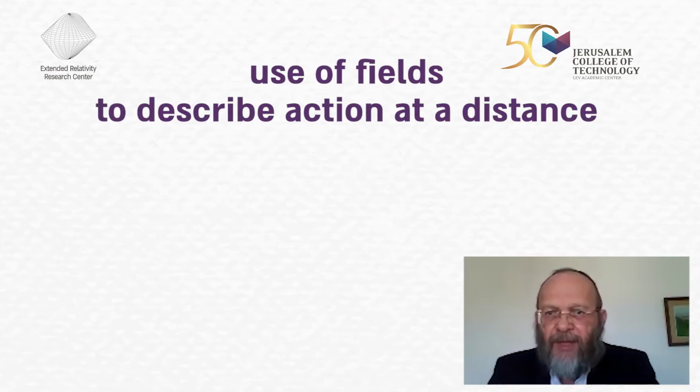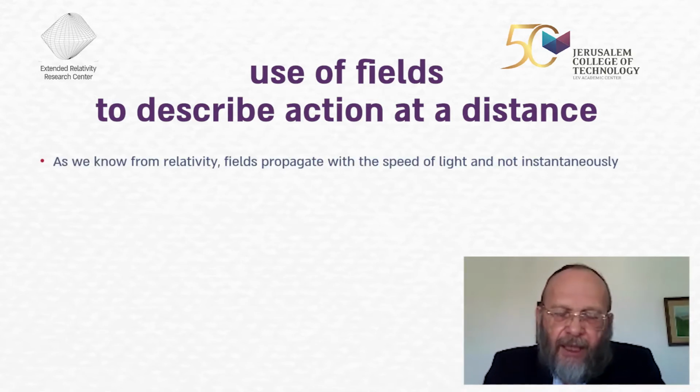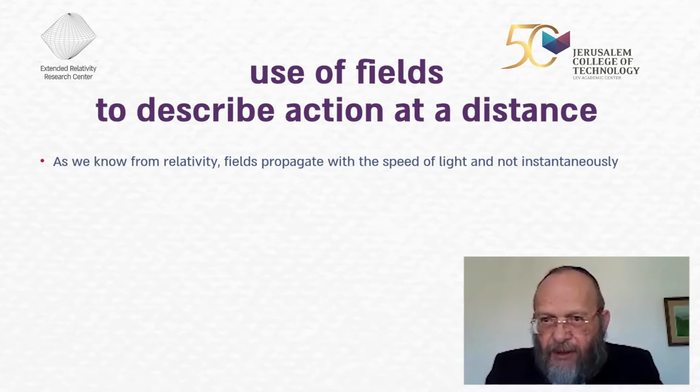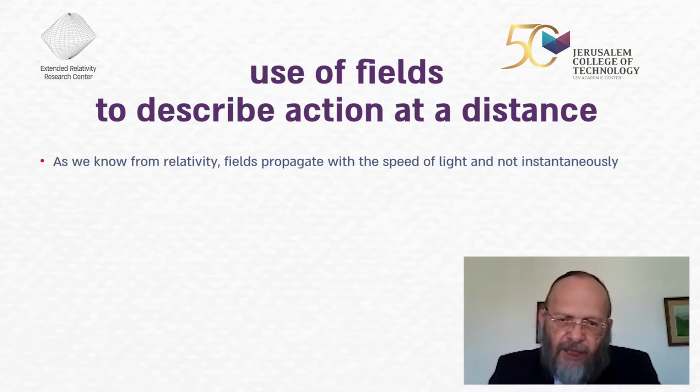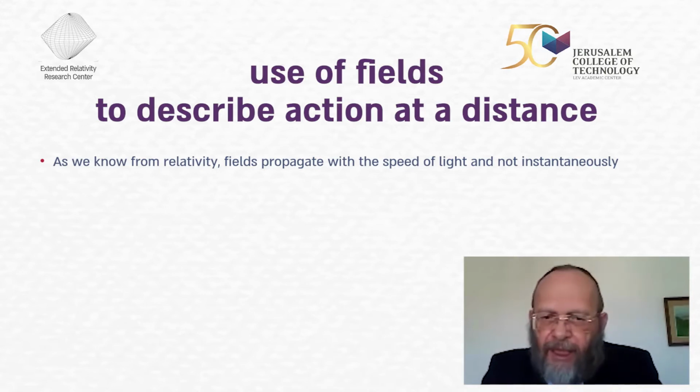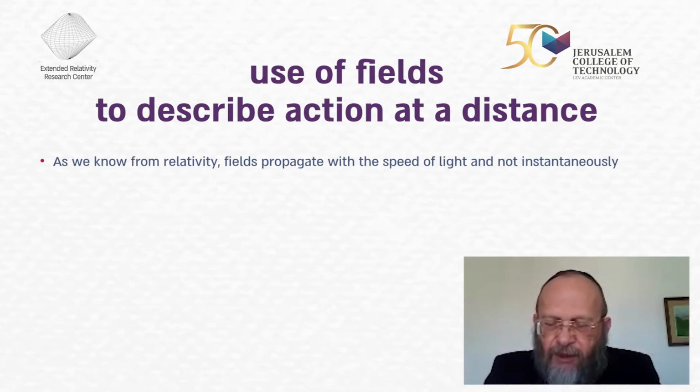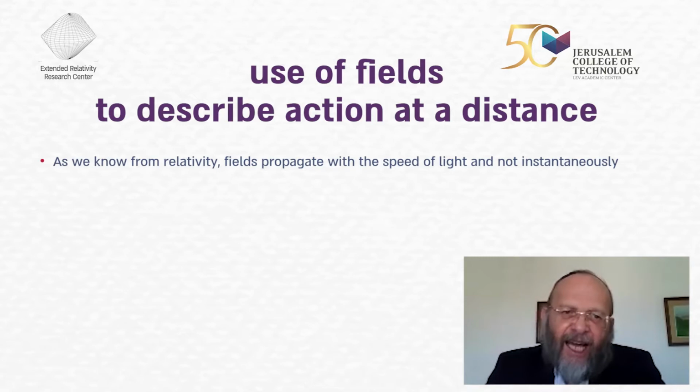Use of fields to describe action at a distance. To solve this problem, we use the following. We know from relativity that all fields propagate with the speed of light and not instantaneously. This follows from the fact that fields propagate by use of particles of mass zero. And as you have seen, to be mass zero, you must move with the speed of light. Otherwise, you have no energy and no momentum, you don't exist. So since they are the carriers of the field, the fields move with the speed of light.